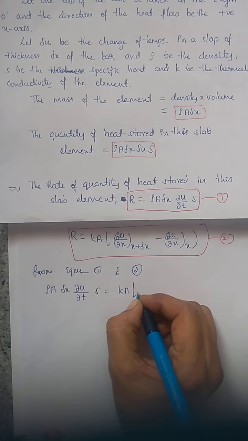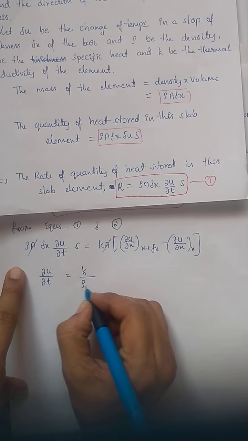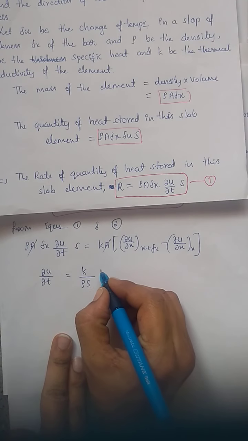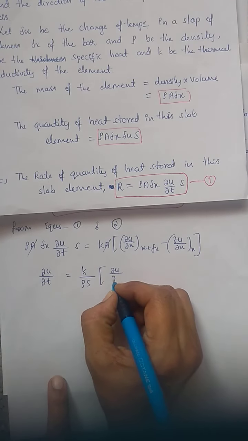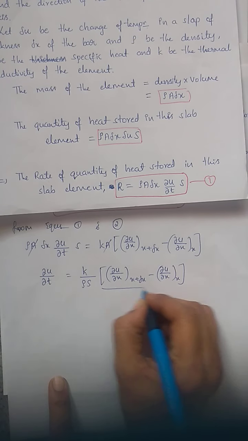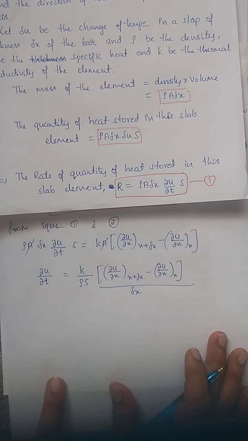I take dou U by dou T on the LHS only, and the other terms you transfer to the RHS side. The other terms are rho, S and delta X. K is the constant thermal conductivity, rho is density and S is specific heat, transferred to the denominator. The remaining term is dou U by dou X at X plus delta X minus dou U by dou X at X, and this delta X is also transferred to the RHS denominator. We get this type of equation.